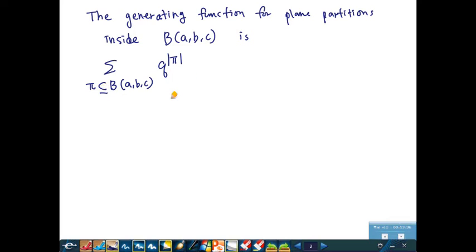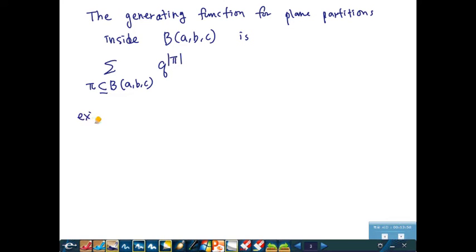Can you imagine this generating function? Just imagine a bunch of all plane partitions. Okay, they are just listed in some way, and then you add q to the size of each. Okay.